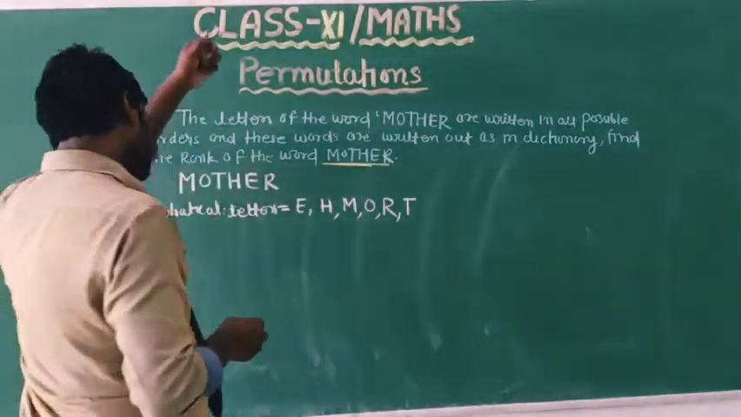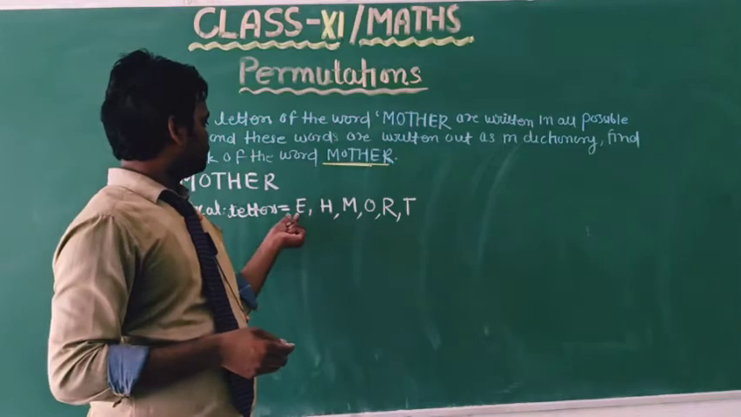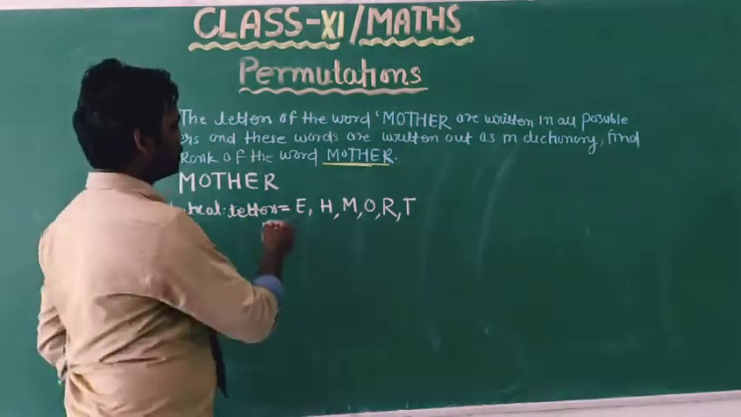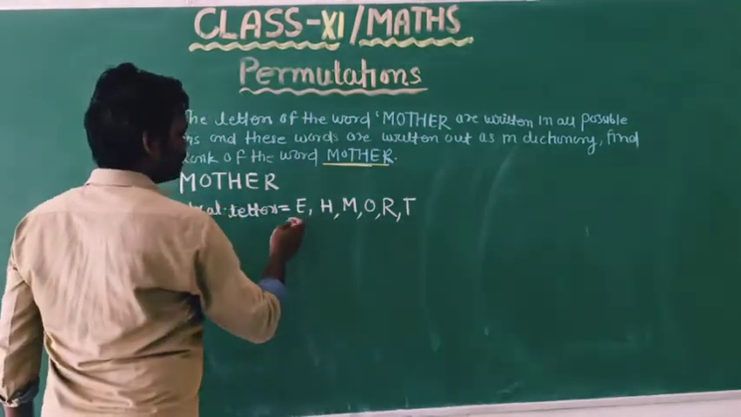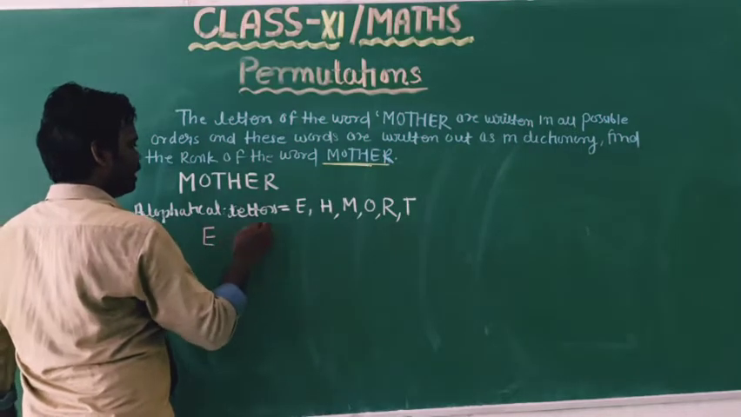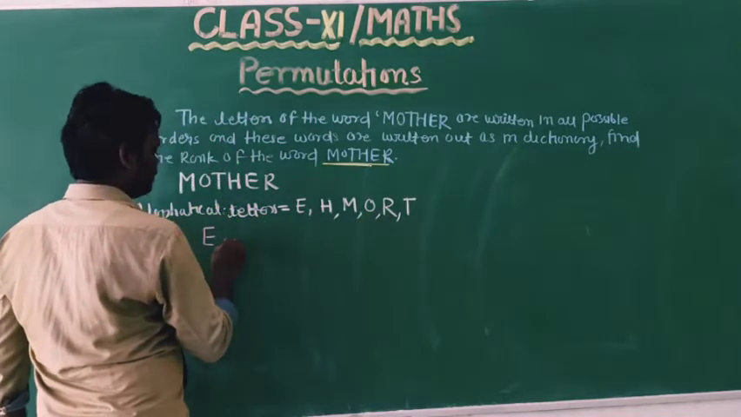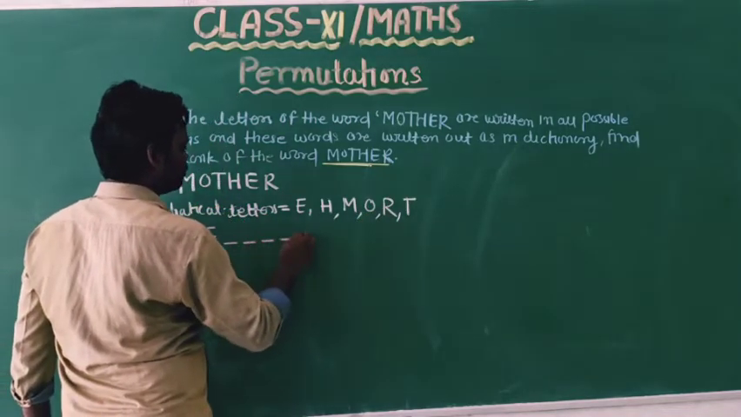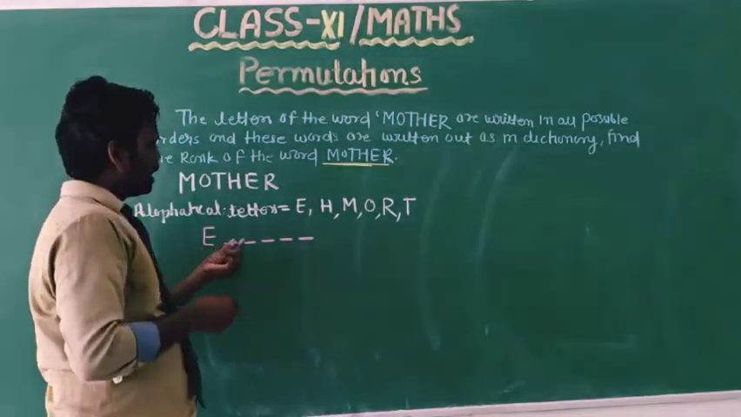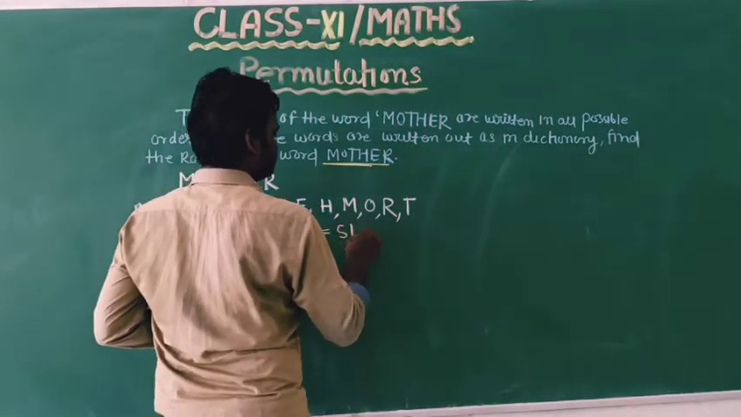Okay, so let's start arranging the letters of the word MOTHER according to the dictionary. According to the dictionary, first comes E, so we fix E. Then we have the remaining 5 letters. After fixing E, the 5 letters can be arranged in 5 factorial ways.